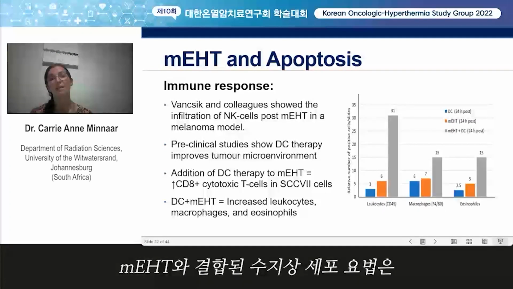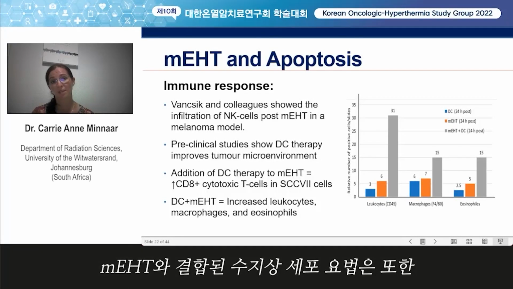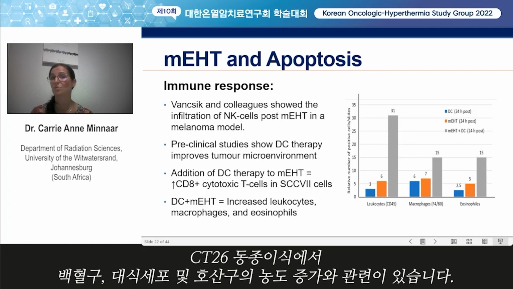Dendritic cell therapy combined with MEHT also results in an increase in CD8 cytotoxic T cells in squamous cell carcinoma lines. DC therapy combined with MEHT is also associated with an increased concentration of leukocytes, macrophages, and eosinophils in C26 allografts.